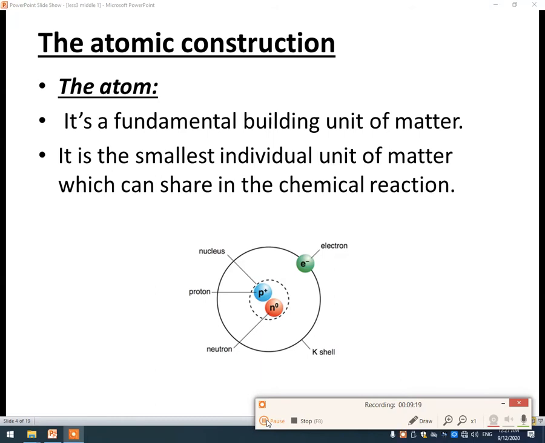So what do we mean by the atom? Atom is the fundamental building unit of matter. What do we mean by fundamental? Very, very, very small. So the atom is the fundamental building unit of matter.